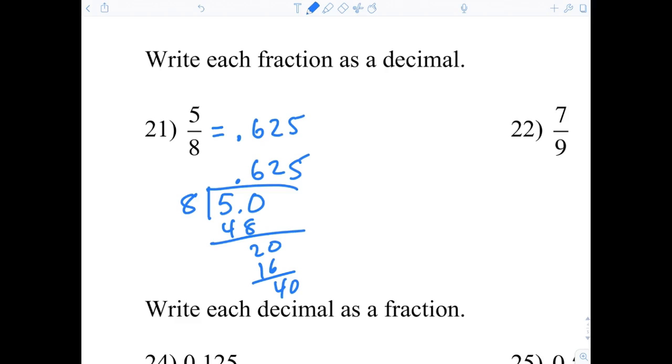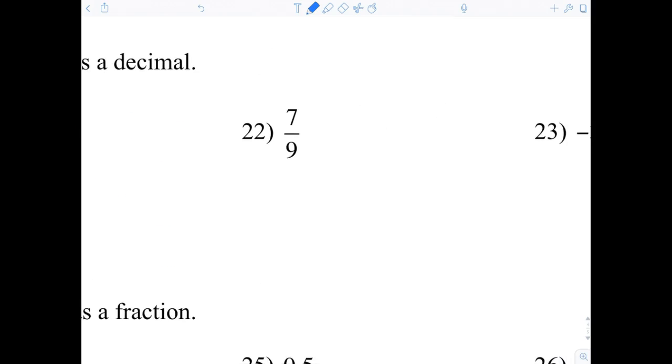All right, now let's look at 7/9. Obviously, 7/9 is what decimal? 0.7 repeated. Everybody should know that. If you don't, you would just have to do what? Divide it out.